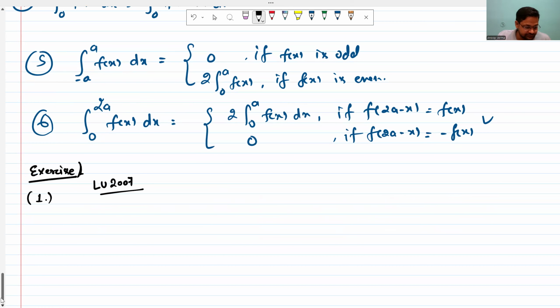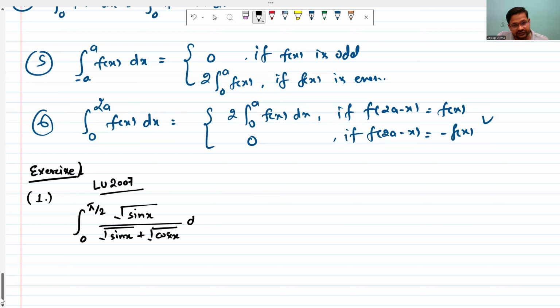So we have to calculate the integration from 0 to pi by 2 of root of sin x divided by root of sin x plus root of cos x dx. इसका हमें सोल्यूशन निकालना है.